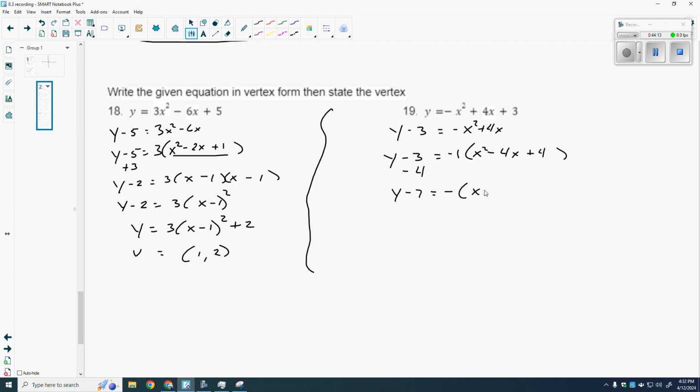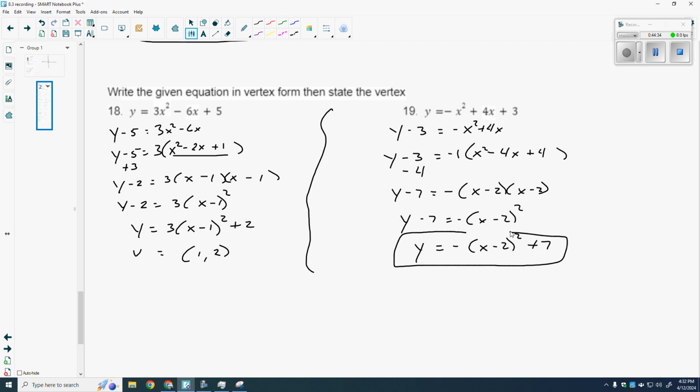That becomes minus 7. This becomes x minus 2 times another x minus 2, which I can write as x minus 2 squared. So y equals a negative x minus 2 squared plus 7. Vertex is at 2, 7. Opposite for the x, same for the y.